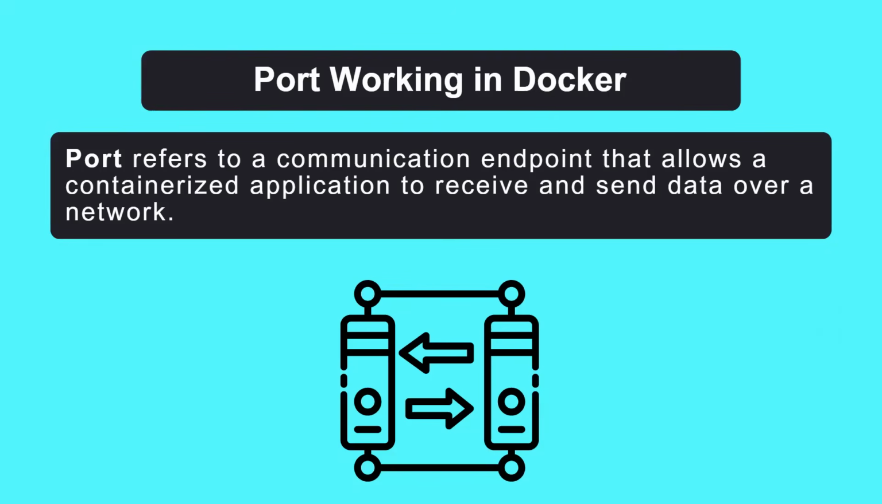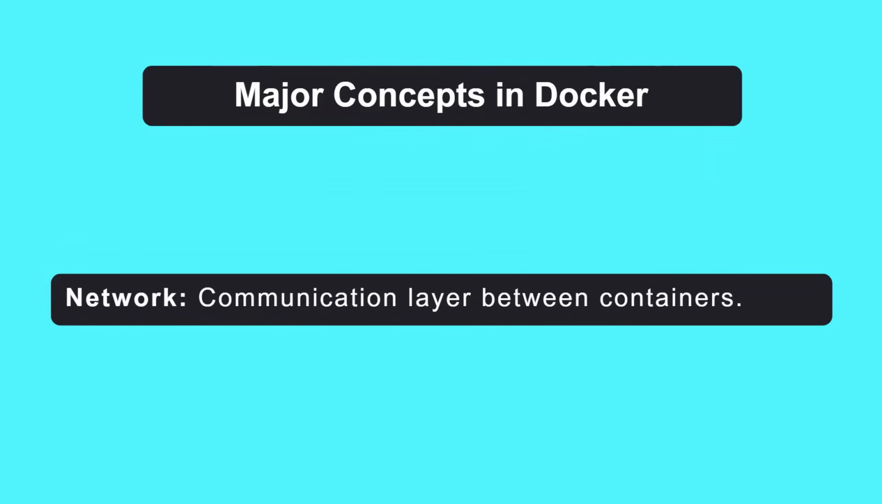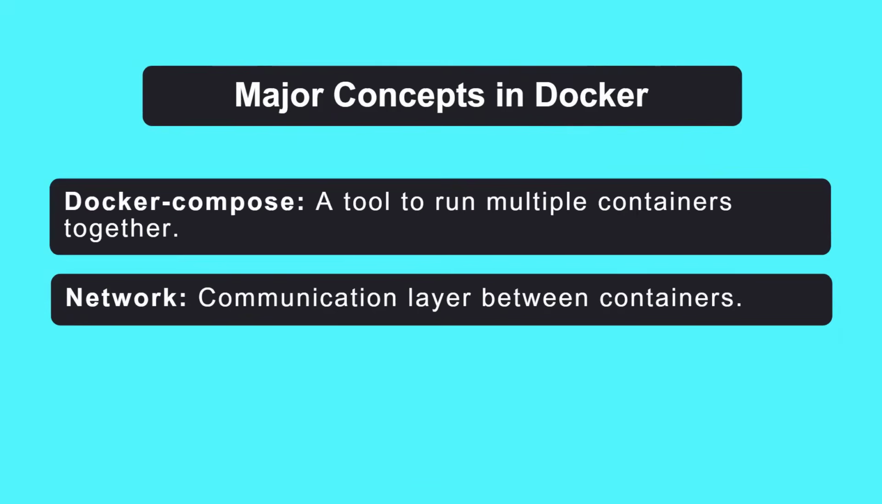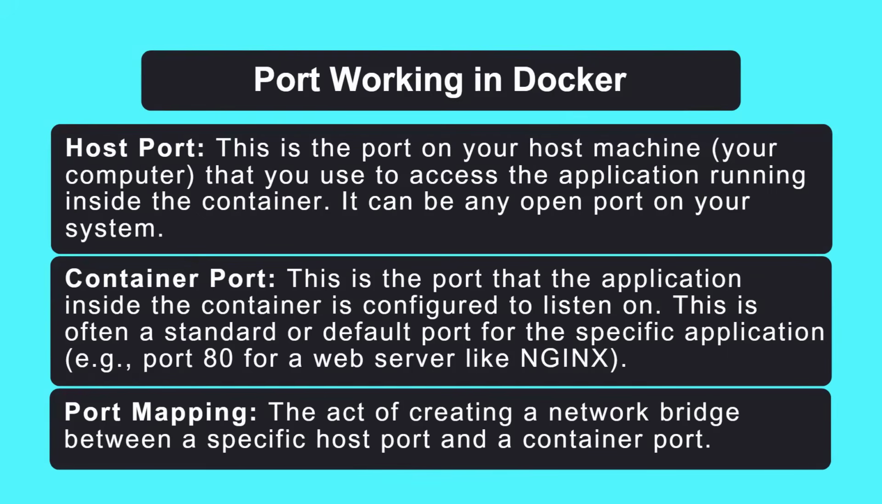So a port refers to a communication endpoint that allows a containerized application to receive and send data over a network. As we previously saw what is meant by network and what its usage is. A network is a communication layer between containers, so ports help us to receive or send data over a network. There are different types of ports that work in Docker.